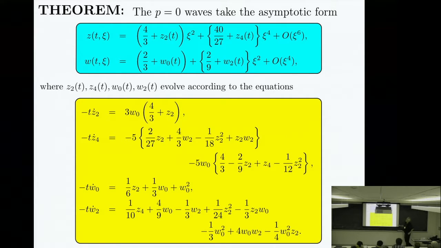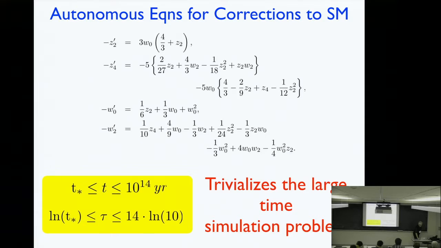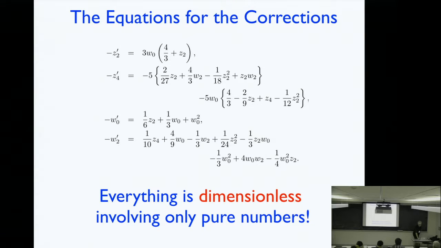Here it is. What's great is that it's autonomous. You have to be kind of amazed. The only place where T appears is up here, but you just go to log time, and even that makes it autonomous. And the whole thing is this universal, canonical, autonomous system of equations that we are in love with. And so there it is. Because you can do this log time, the large time problem is trivial, numerical.